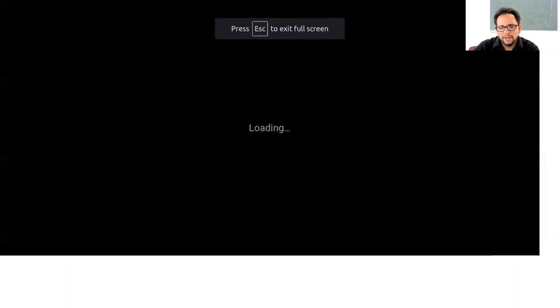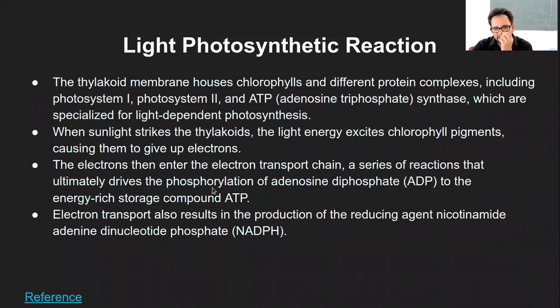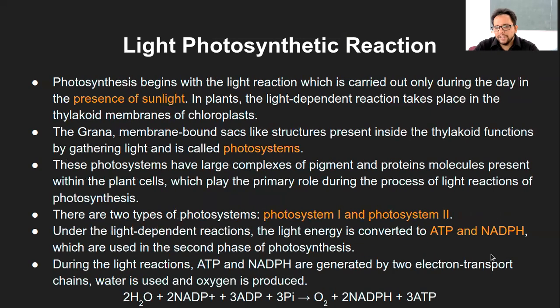Now these photosystems are the systems which absorb the light. Under the light dependent reaction, that means during the day, the light photosynthetic reaction happens, which is also called the light dependent reaction. The light energy is converted to ATP and NADPH. How it is converted into ATP, that is what we saw in the earlier slide. The light energy trapped in the electron transport chain will be transferred to photosystem 1 and 2, which will help in the phosphate addition to the ADP molecule, creating ATP and NADPH.